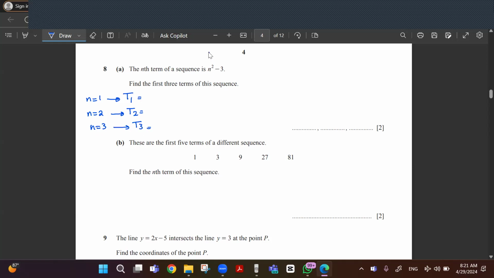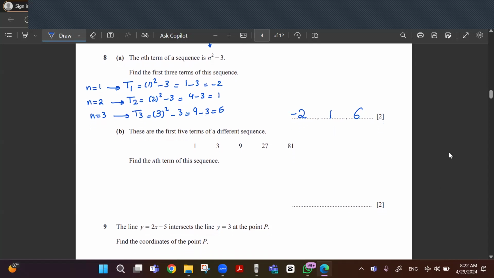How to get T1? Substitute here in this pattern with n equal 1. So it will be 1 squared minus 3, which is 1 minus 3 equals negative 2. Then here, 2 squared minus 3, which is 4 minus 3 equals 1. Then 3 squared minus 3, which is 9 minus 3, which equals 6. So the 3 terms are what? Negative 2, 1, and 6.